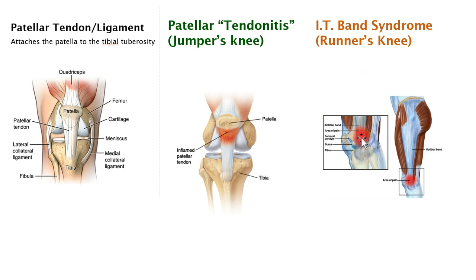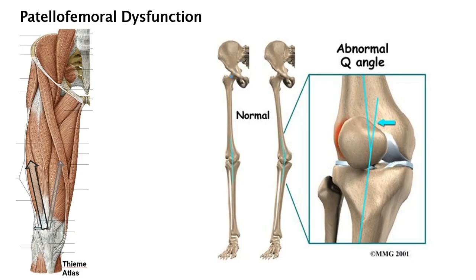This happens typically in the older population, meaning in the grown adults, while the previous condition happens in more of the younger population, but sometimes in young adults as well. The last condition I want to talk about here in the anterior thigh is called patellofemoral dysfunction.